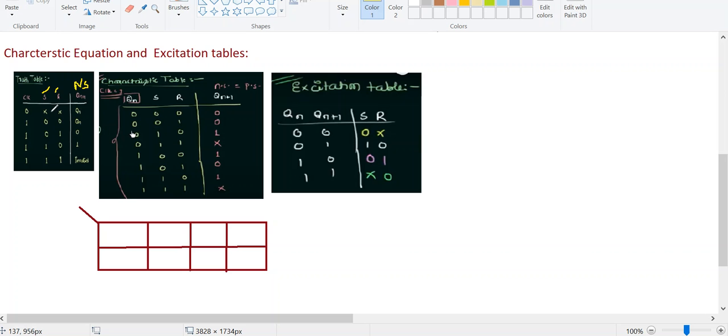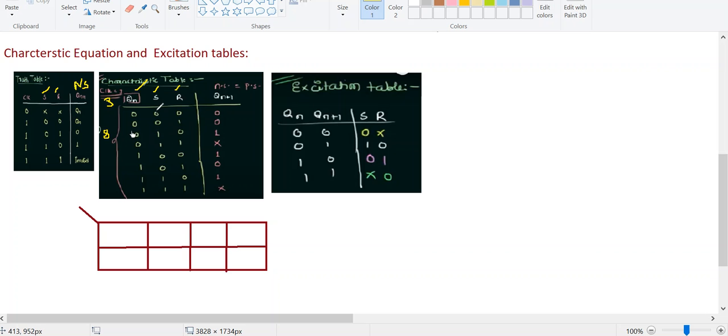In order to get the next state Qn plus 1, we are depending on Qn as well as S and R. Therefore I would like to consider my inputs as S, R and Qn. These are my inputs, and my next state is Qn plus 1. When I have three variables, S, R and Qn, I have a total of 8 possibilities: 000, 001, 010, and so on, from 0 to 7.